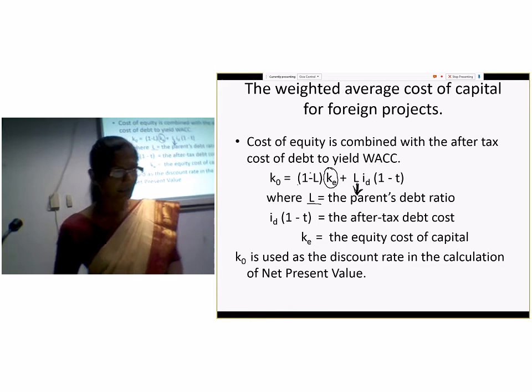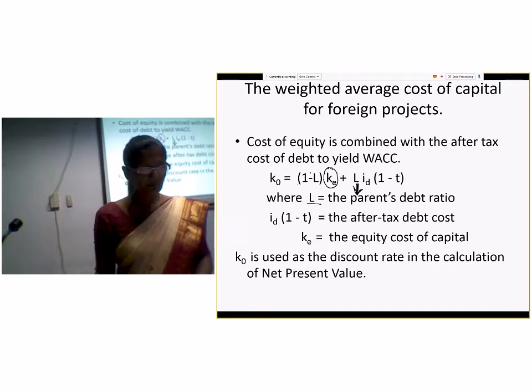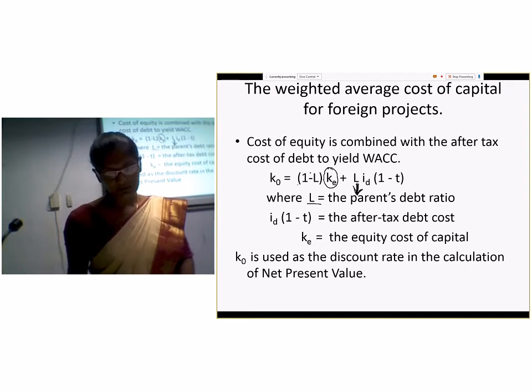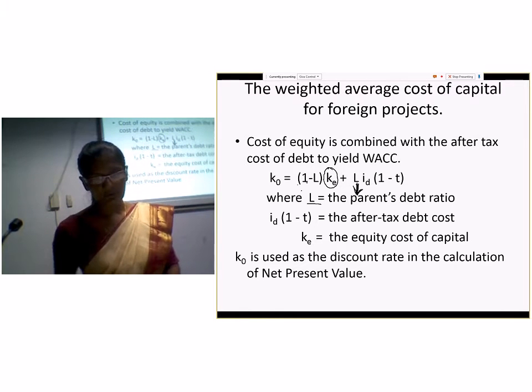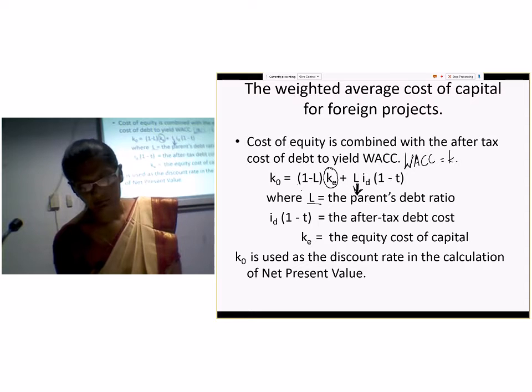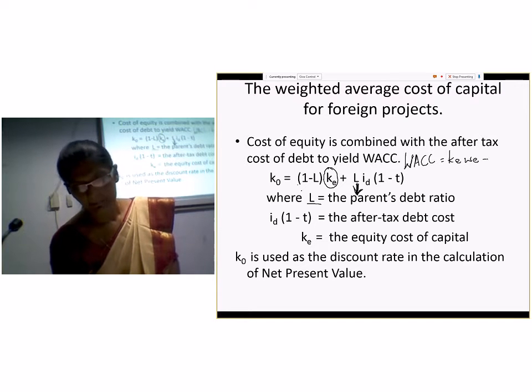Right, here when we calculate the cost of capital, the weighted average cost of capital, we have to understand the variables. This is the same as before, what we used in corporate finance: WACC equals cost of equity times weight of the equity plus cost of debt, KD, times weight of the debt capital times (1 minus T), right?